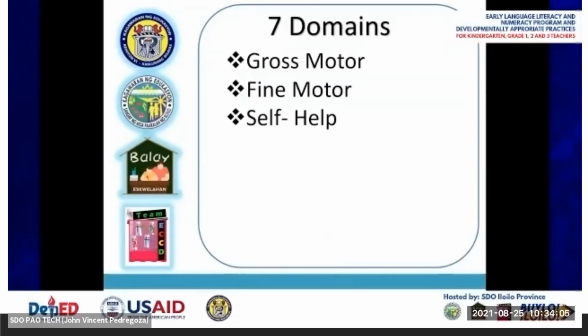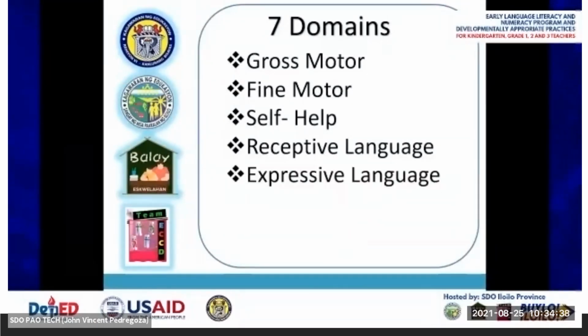Self-help. In this domain, children begin to show a little independence and learn how to take care of themselves. Learning to dress and eat on their own, how to tie their own shoes, and brush their own teeth are all examples of becoming less dependent on parents or guardian. Receptive language refers to how a child understands language, while expressive language refers to how a child uses words to express himself or herself.